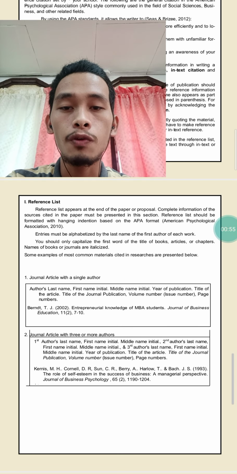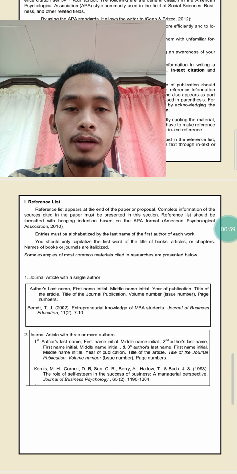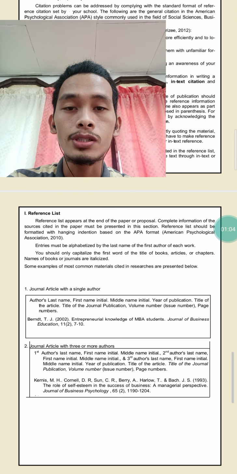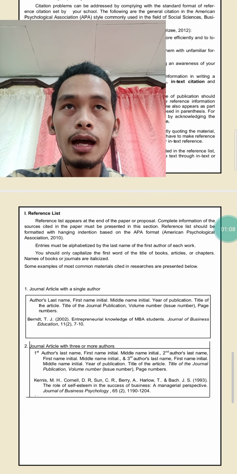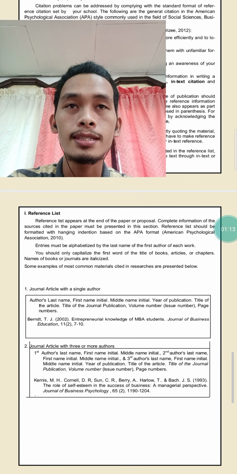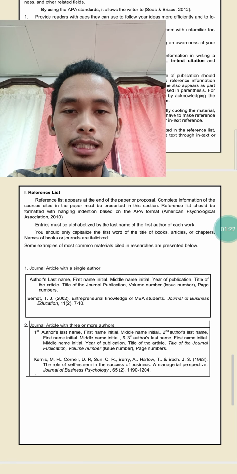Reference lists should be formatted with hanging indentation, based on APA format or American Psychological Association. We will be following APA because APA format is used for business and social sciences research. Considering that ours is business and social sciences research, we will be applying APA format, diba? APA format 2010.